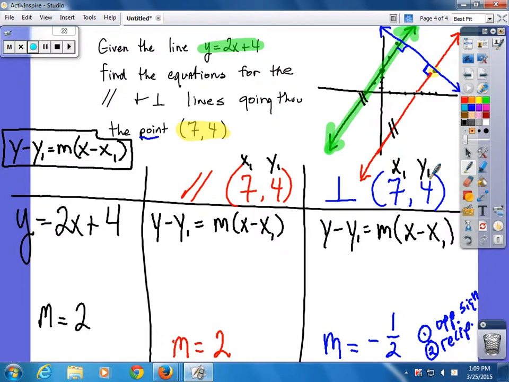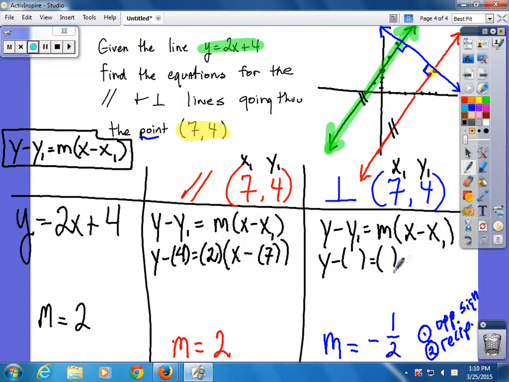So what are you going to do with m and x sub 1, y sub 1? Plug them in. Y minus parentheses is equal to parentheses times x minus parentheses. And what goes in the y sub 1 spot? 4. Doing everything you can to make this complicated, aren't you? What goes in the m spot? 2. And what goes in the x sub 1 spot? 7. And same thing here. Y minus parentheses is equal to parentheses times x minus parentheses. And 4. And negative 1/2. And 7.